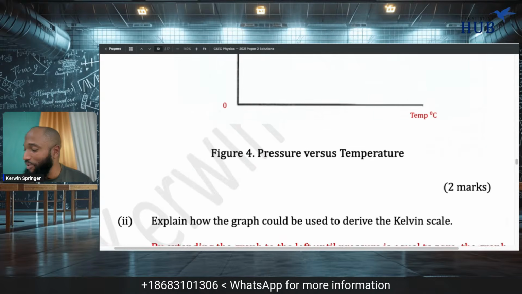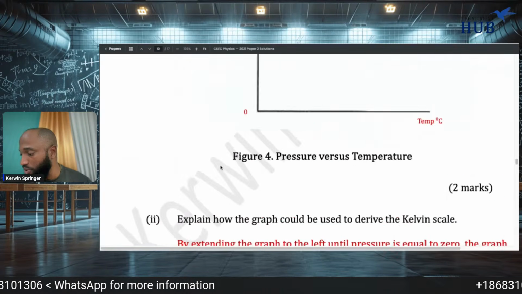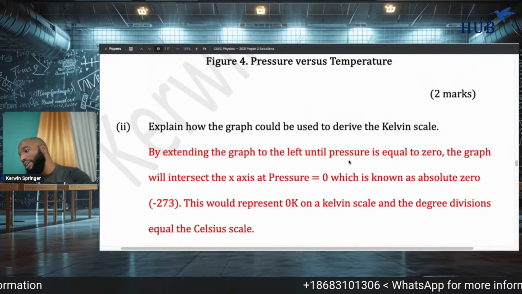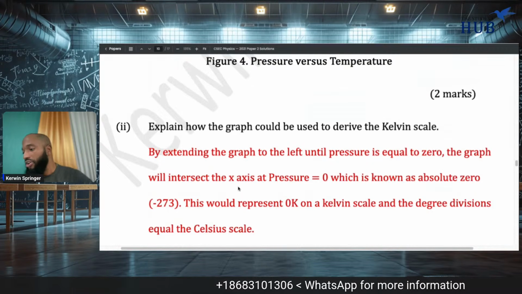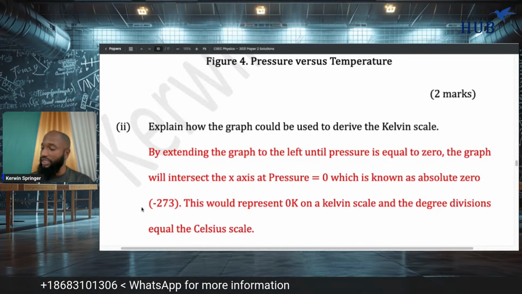Explain how the graph could be used to derive the Kelvin scale. Listen to this, how you'd put it in words, because most of you all understand what's going on here, but to put it in words. You'll extend the graph to the left until the pressure is equal to 0. The graph will intersect the x-axis at pressure equal to 0, which is known as absolute 0. This is negative 273.